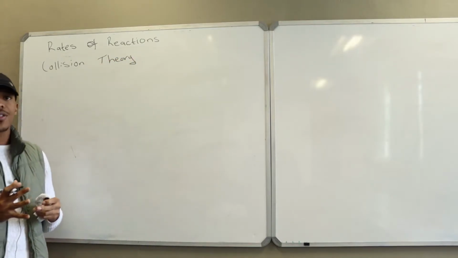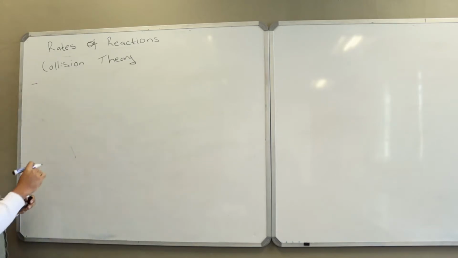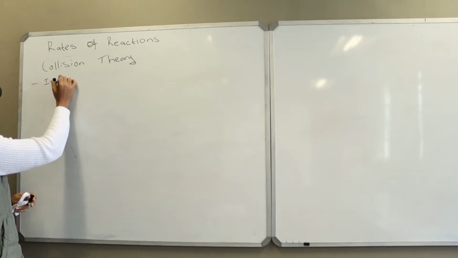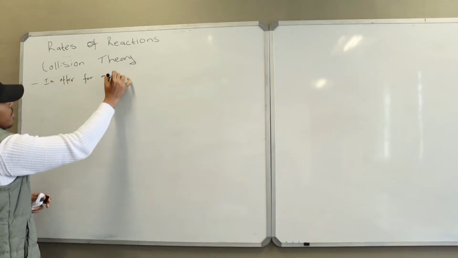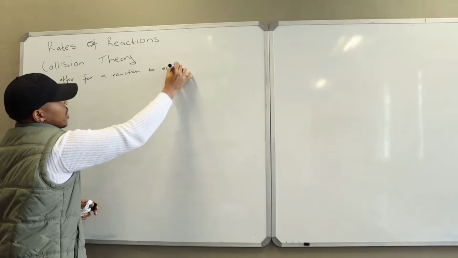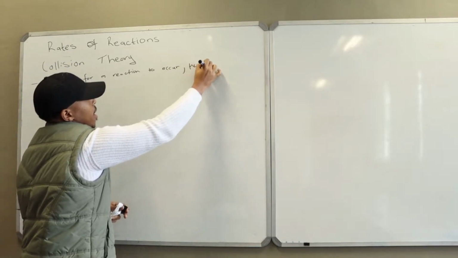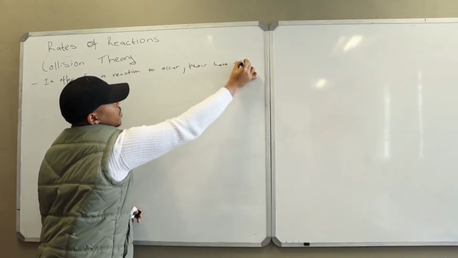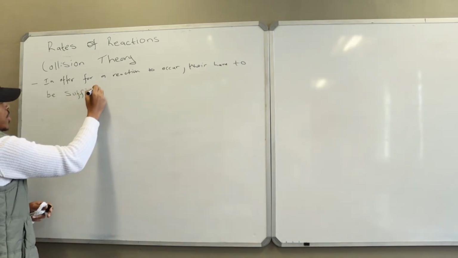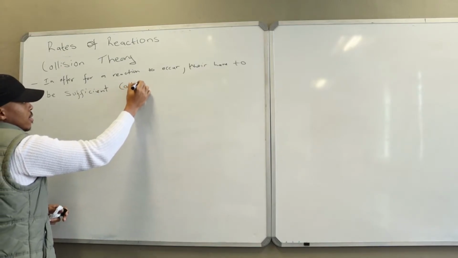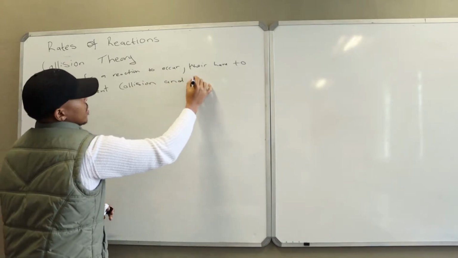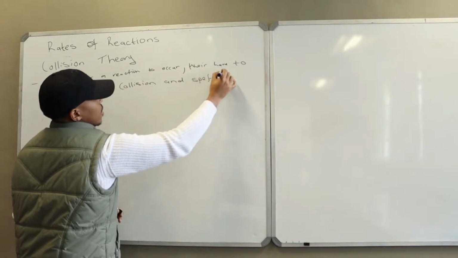Okay. So what does collision theory say? Collision theory says that in order for a reaction to occur, there have to be sufficient collisions, right? Collisions at specific energies.